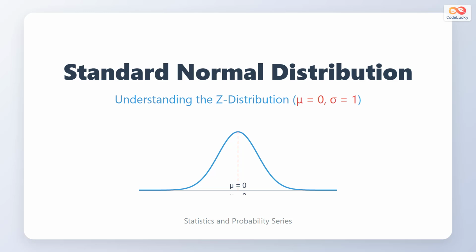Welcome to this introduction on the standard normal distribution. In statistics, understanding how data spreads out is crucial, and the normal distribution is the most common way to describe that spread. Today, we will focus specifically on the standard normal distribution, also known as the z-distribution, where the mean is 0 and the standard deviation is 1.